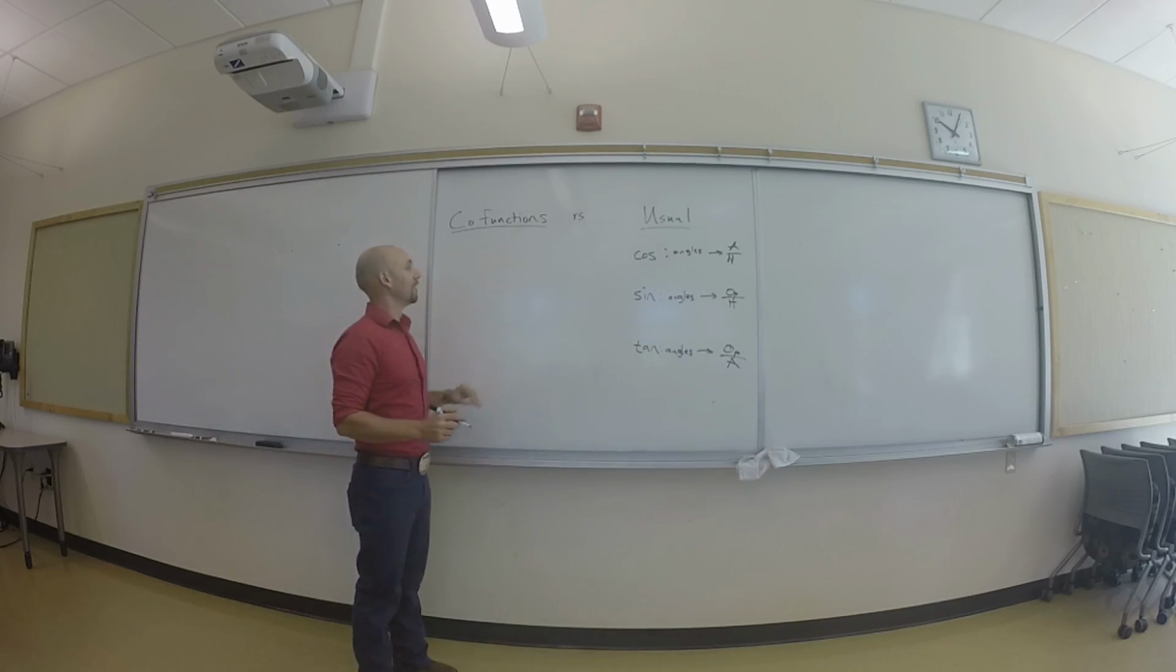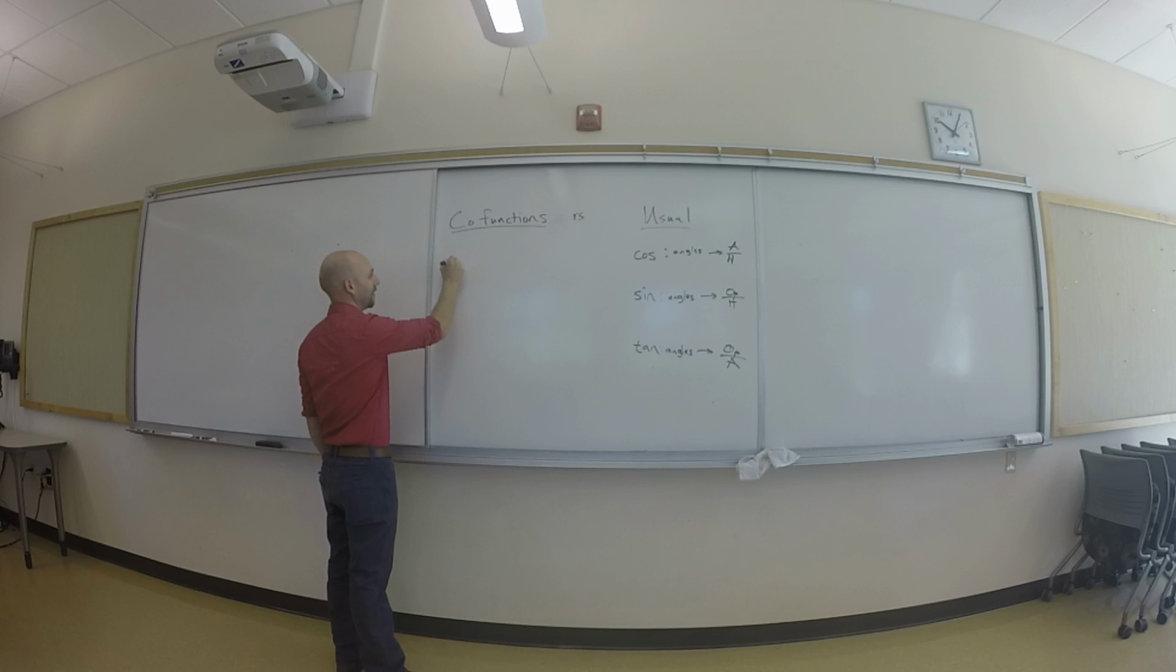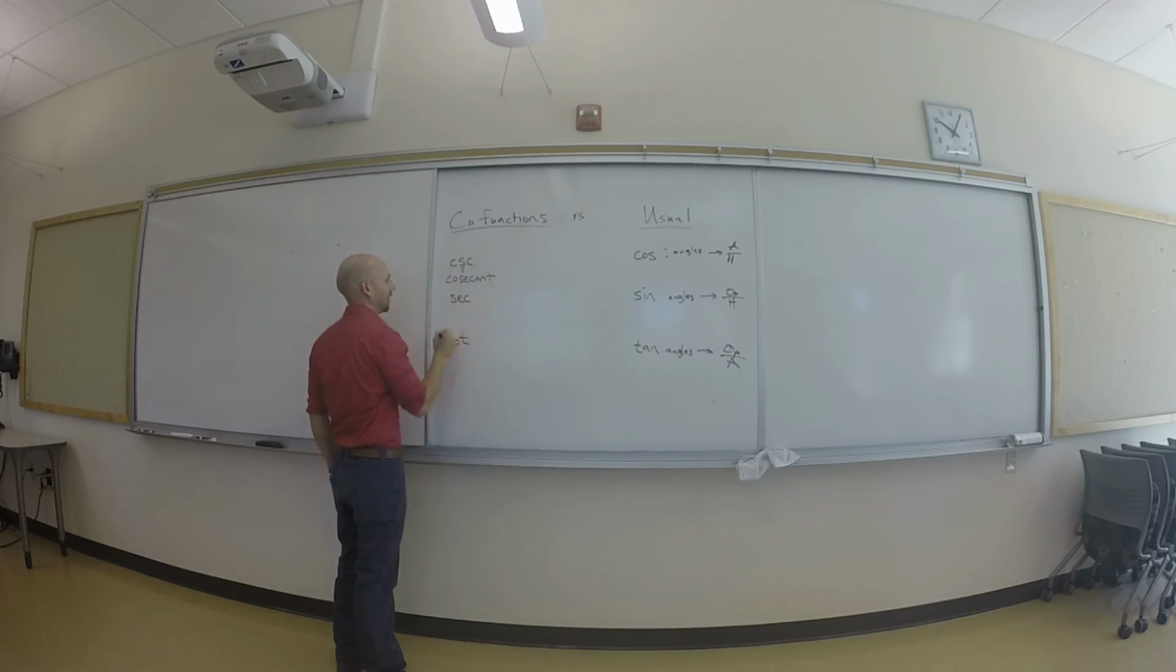Co-functions are going to be cosecant, secant, and cotangent. Let me write down how to say those next to these, because otherwise we'll end up with all sorts of strange pronunciations. This thing is cosecant. This thing is secant. And this one, the one that makes the most sense, is cotangent.